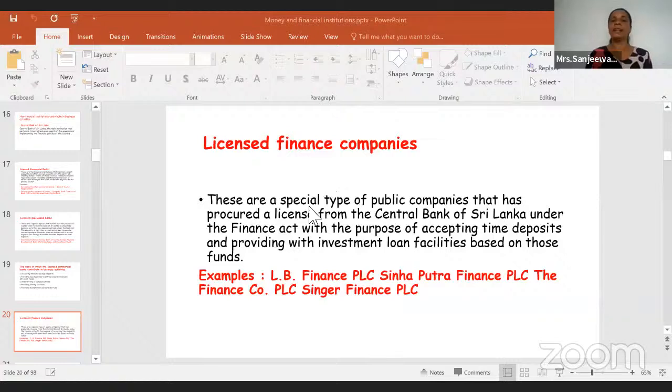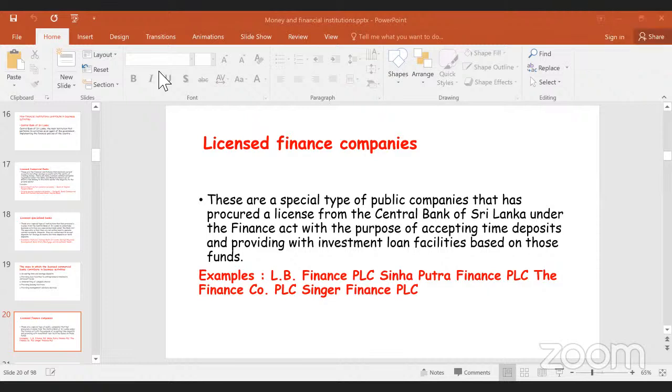So these are licensed finance companies. Licensed finance companies are a special type of public companies that also have a license from the central bank to operate, right? The purpose is accepting time deposits and providing investment loan facilities based on those funds, because they are running with a fund. Okay, so now these are the examples.